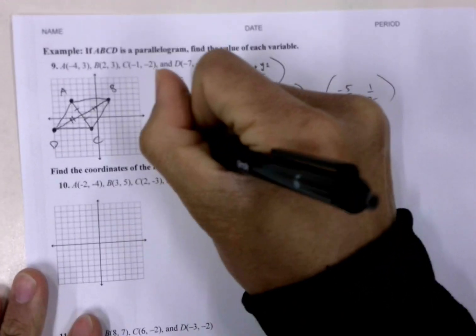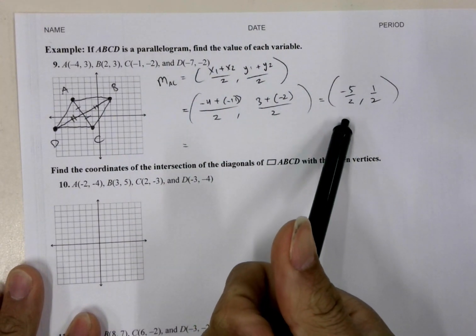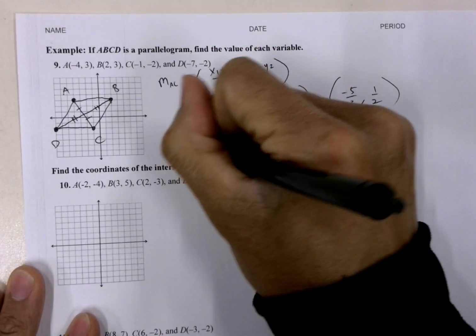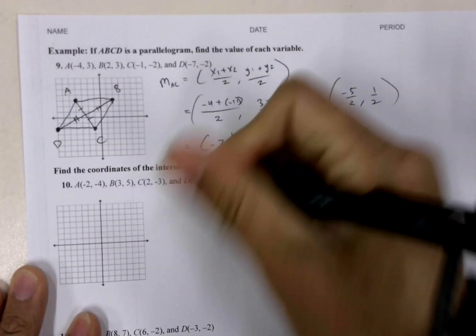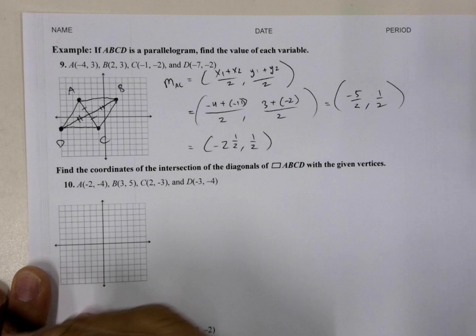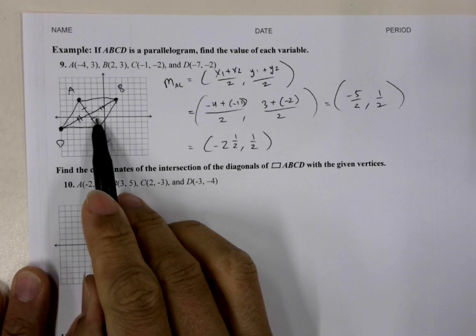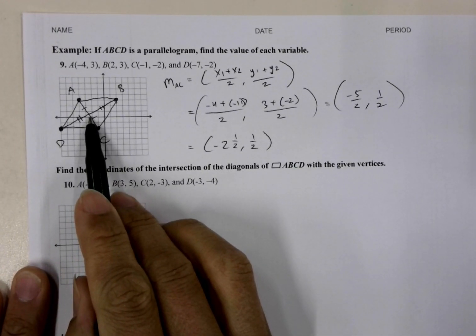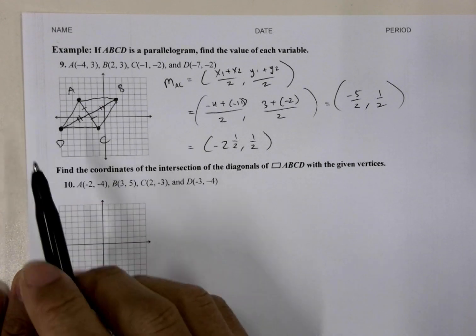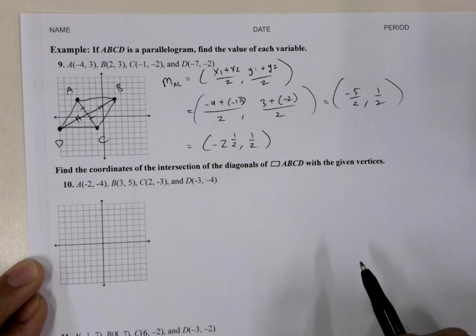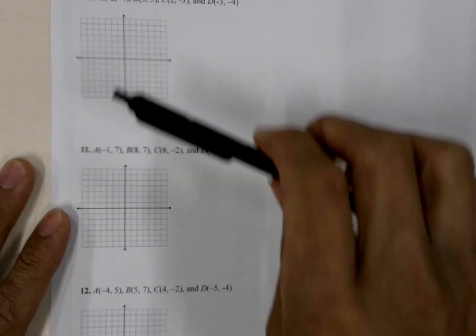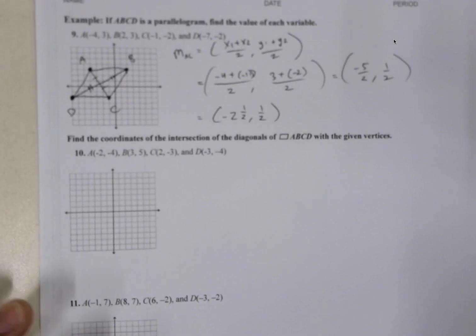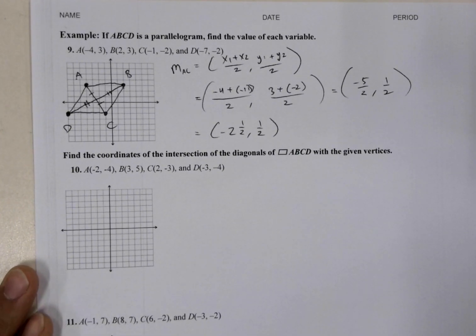Then I'm going to simplify that to a mixed number. So it's going to be -2 1/2, and then 1/2. If we confirm on our graph, we could see that the x is -2 1/2 and our y is 1/2. So this works out. Anyhow, that's how we're going to solve these problems down here, number 10 through 12. I'll go ahead and show the answers in the next video.